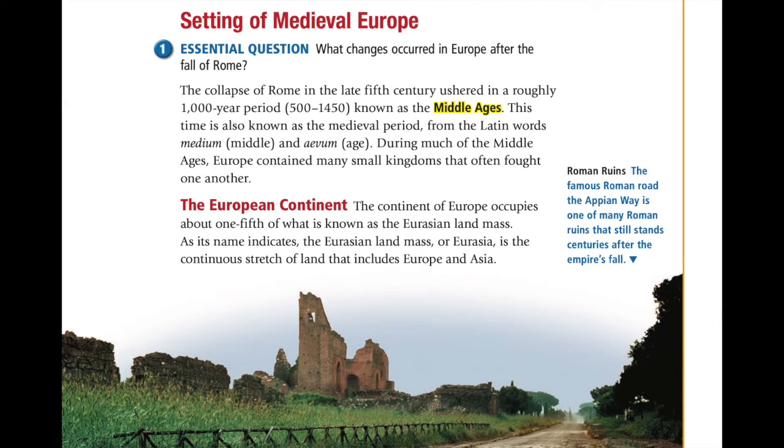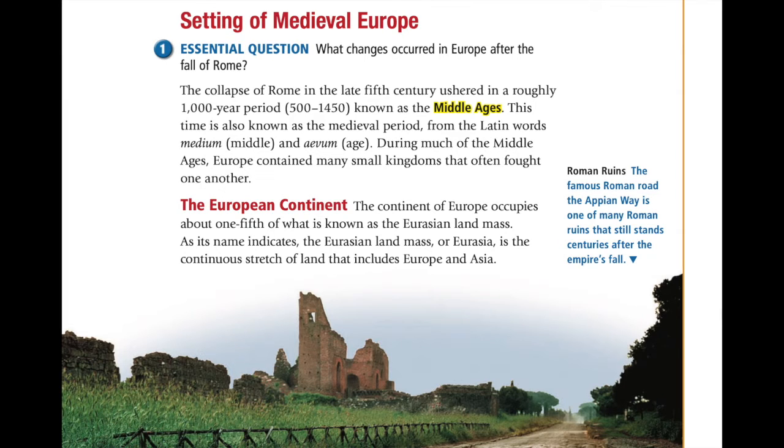Setting of medieval Europe. Essential question: What changes occurred in Europe after the fall of Rome? The collapse of Rome in the late 5th century ushered in a roughly 1,000-year period known as the Middle Ages. This time is also known as the medieval period, from the Latin words medium and aevum. During much of the Middle Ages, Europe contained many small kingdoms that often fought one another.